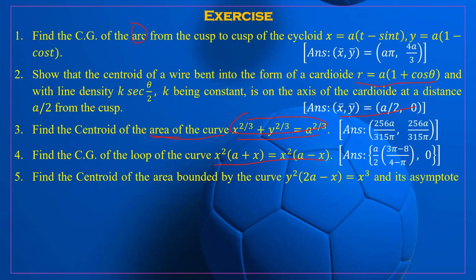Clearly, this loop will lie between a0 and minus a0, so it will lie on the x-axis. That's why the y coordinate is 0 over here. Similarly, find the centroid of the area bounded by the curve. We have already traced this curve. Everybody knows about it. Now the center of gravity will again lie on the x-axis, so y bar is 0.